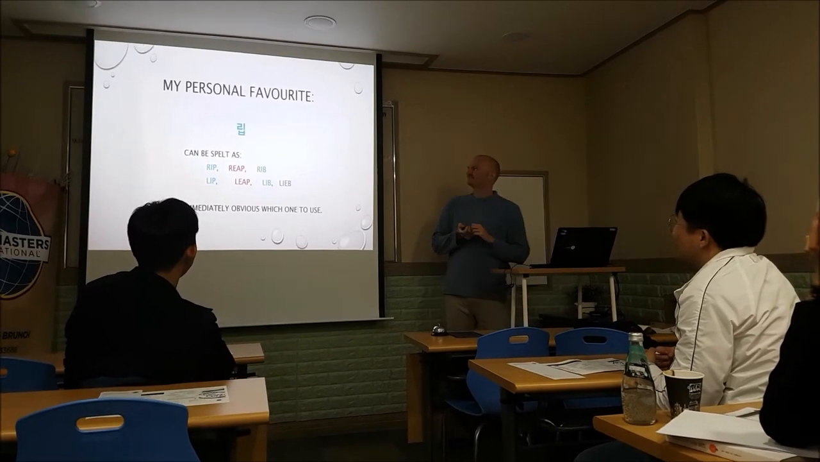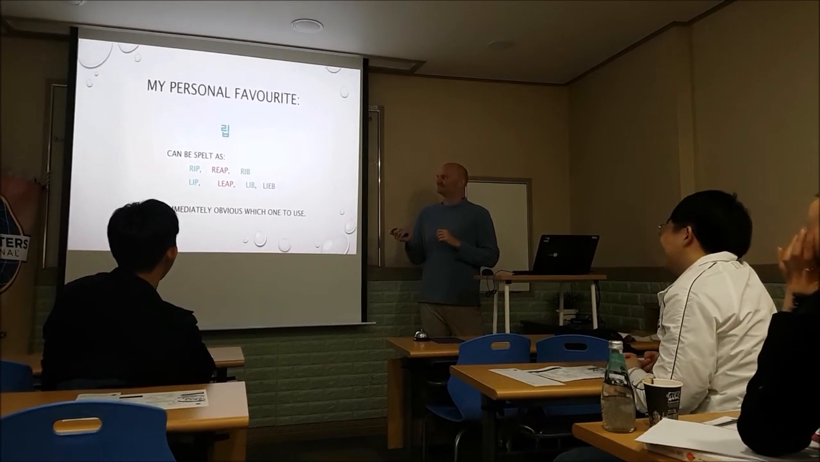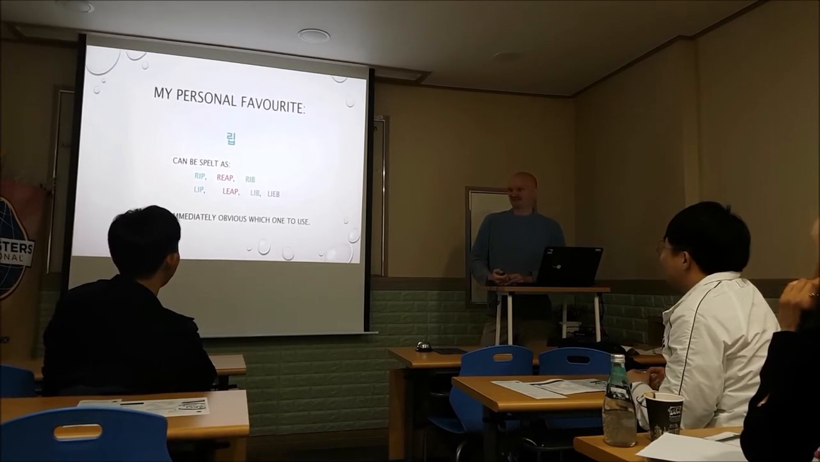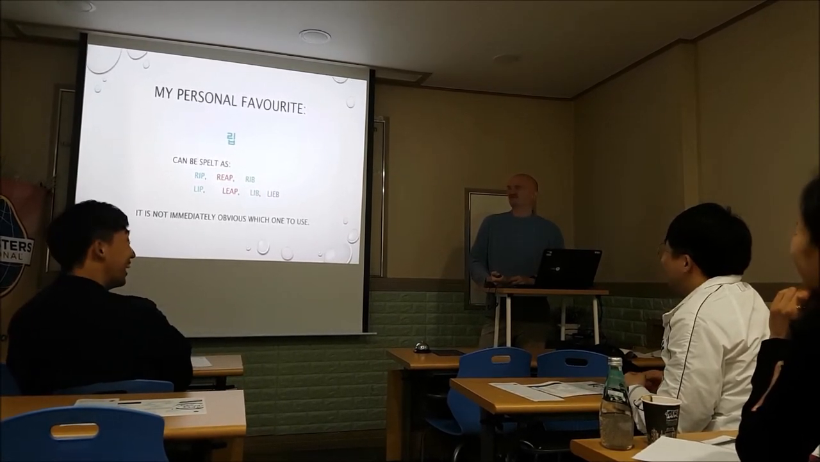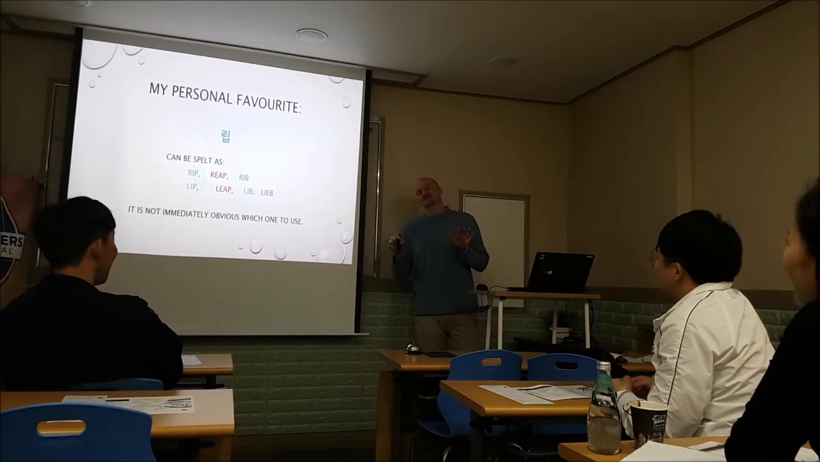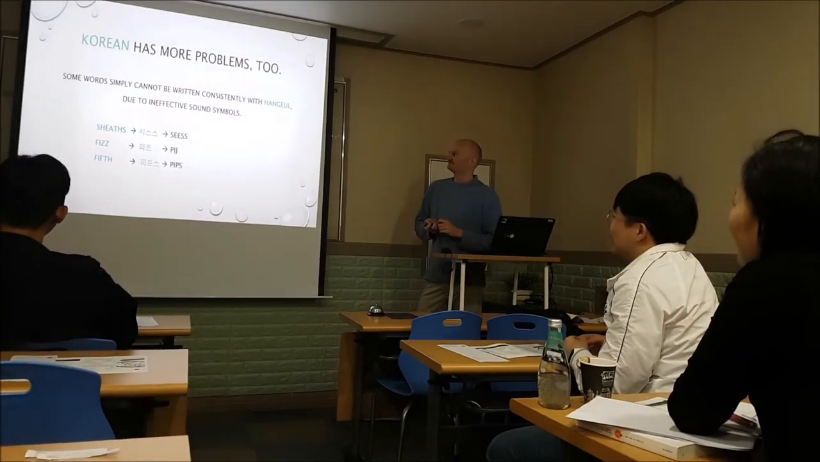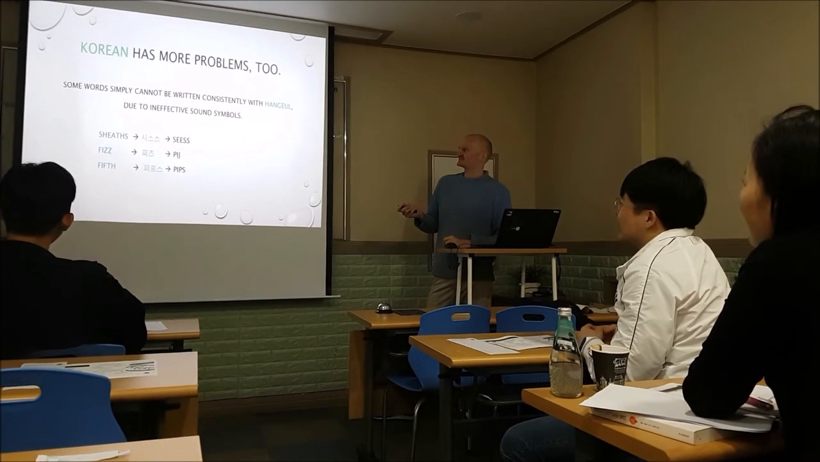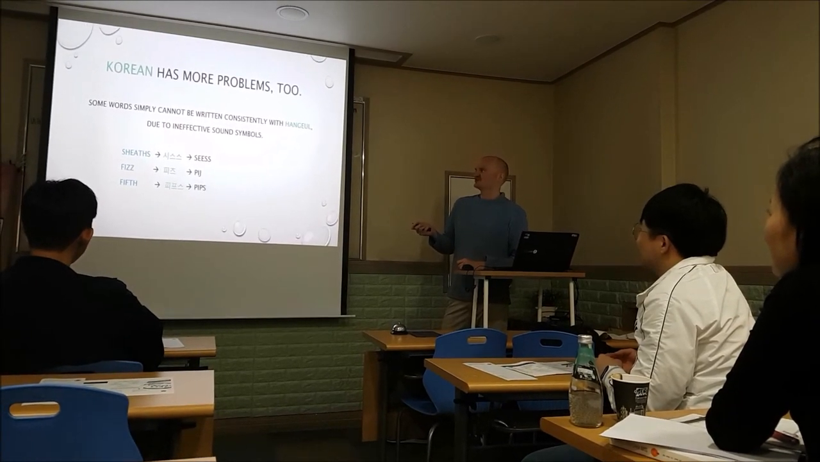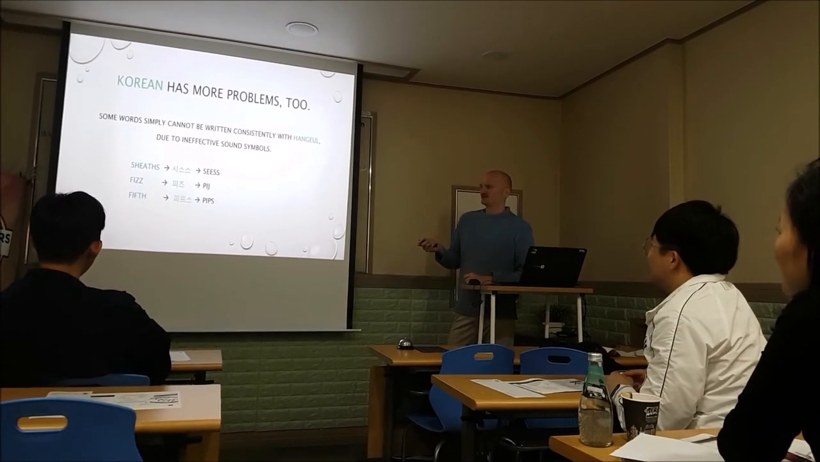Here's my personal favorite. The symbol here. How should I read it? Rip, reap, rip, lip, leap, rip, leap. There's seven ways to say this here. Perhaps Korean's not so perfect. Korean has more problems. Sheets. If you spell this with your alphabet, sheets, like that, you use the same symbol three times, but you're saying three different sounds. And then it turns into that.